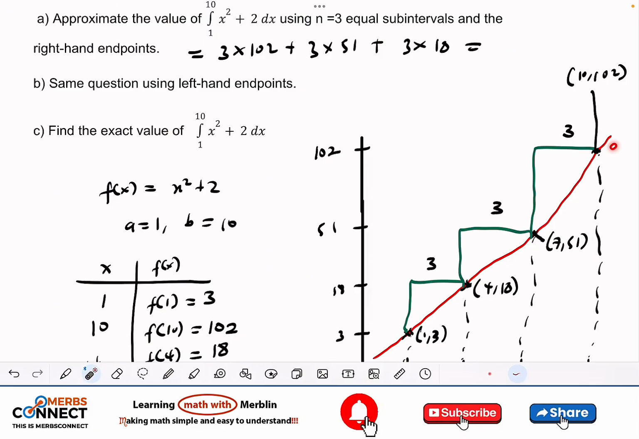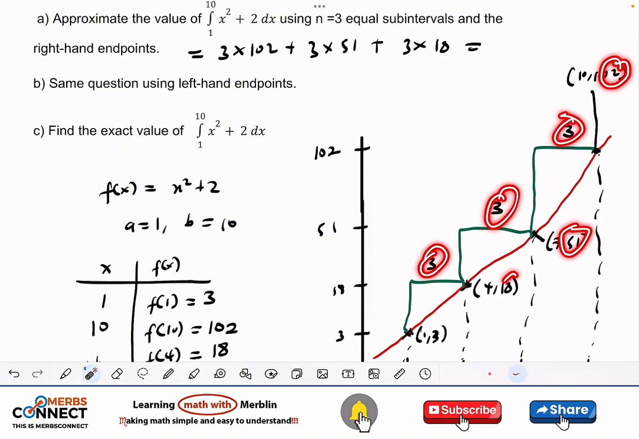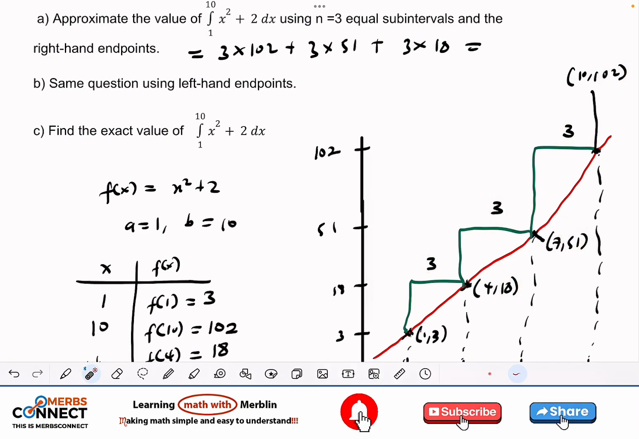So I start from this. So for the right, we start from the top and then we come down. So 3 times this, 3 times this, 3 times that. Then we are done. So when you do that, what are we going to get? So 3 times 102 is going to give us 306, plus 3 times 51 is going to give us 153, plus 3 times 18 is going to give us 54.